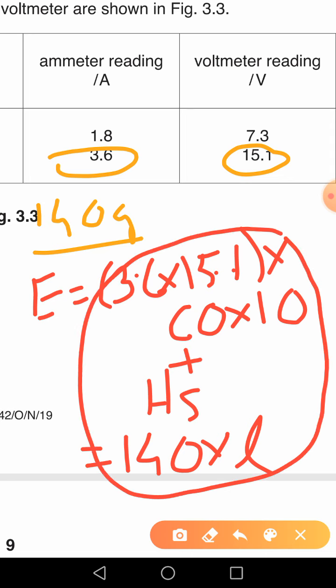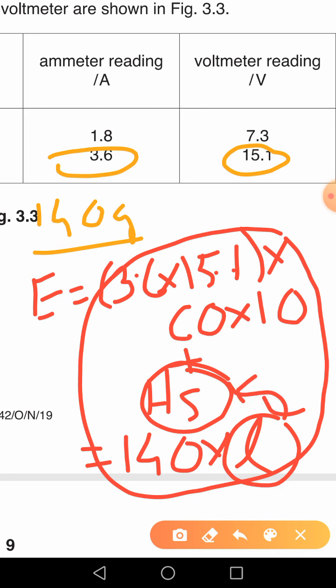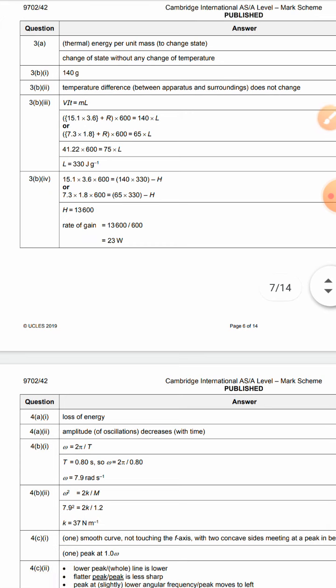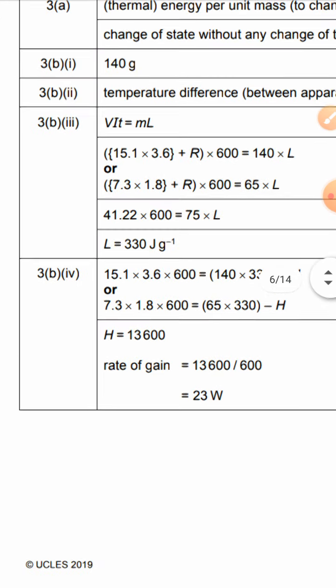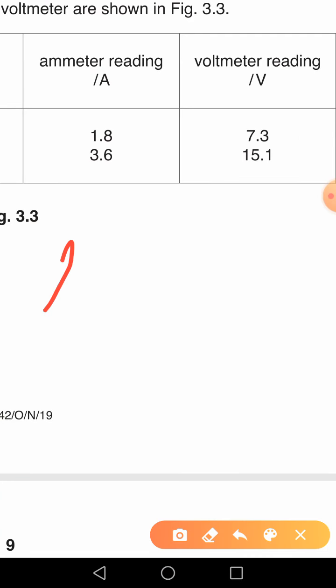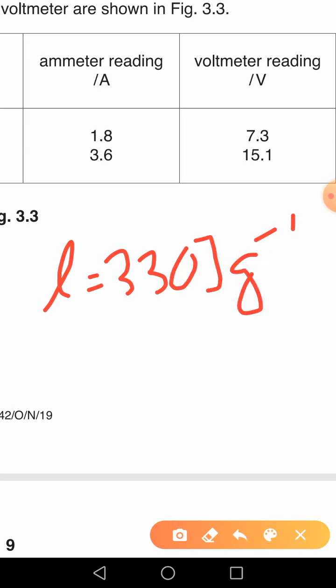Now here we have two equations. From the two equations, you have HS and L, two unknowns, so solve them simultaneously to get the value of L. Make HS the subject of the formula in each case, and then find L. The final value of L would appear to be 330, isn't it? 330 joule per gram. So L will be equal to 330 joule per gram.